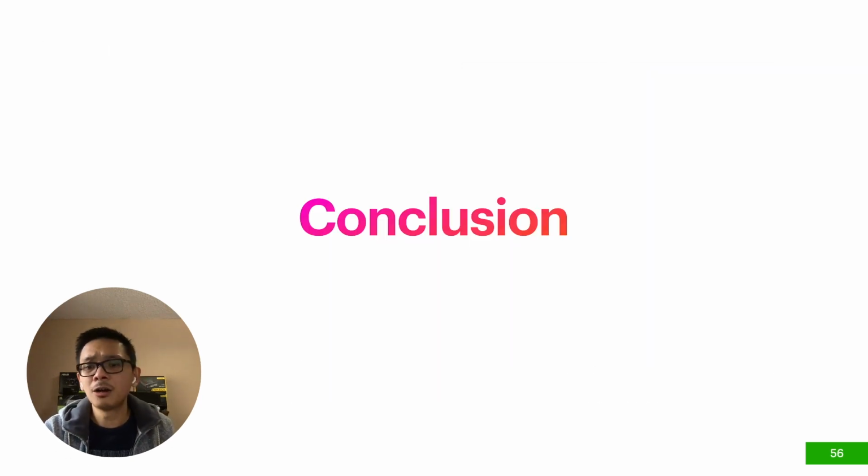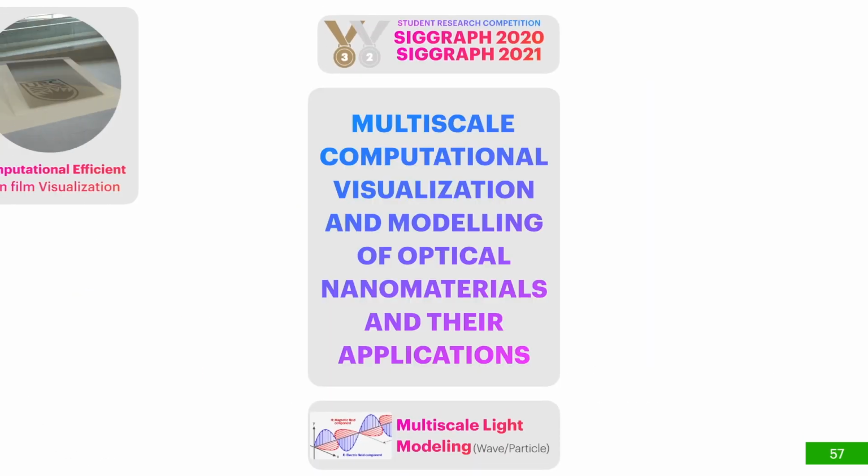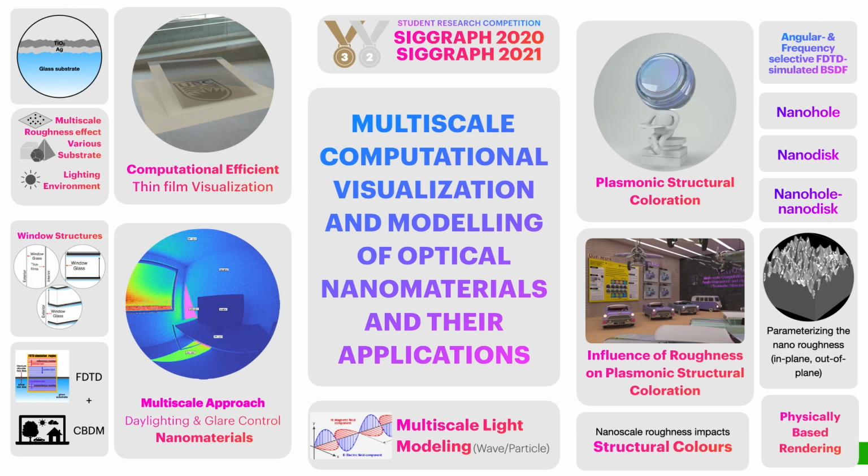So finally, in conclusion, with our multi-scale method, we are able to render the visual appearance of thin films under the multi-scale influence of roughness, as well as at different lighting conditions and substrates. We also extended this idea to plasmonic structural colors, so that we can render the color appearance of structural colors for different structures, as well as nanoscale roughness. And lastly, we applied our methods to daylight and glare control for three different window structures.